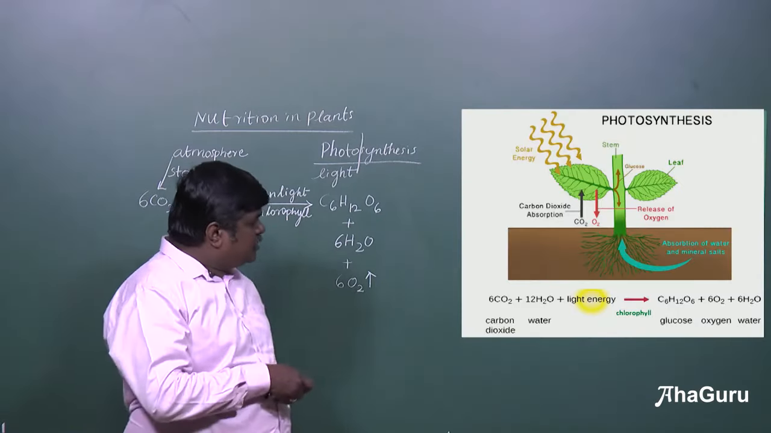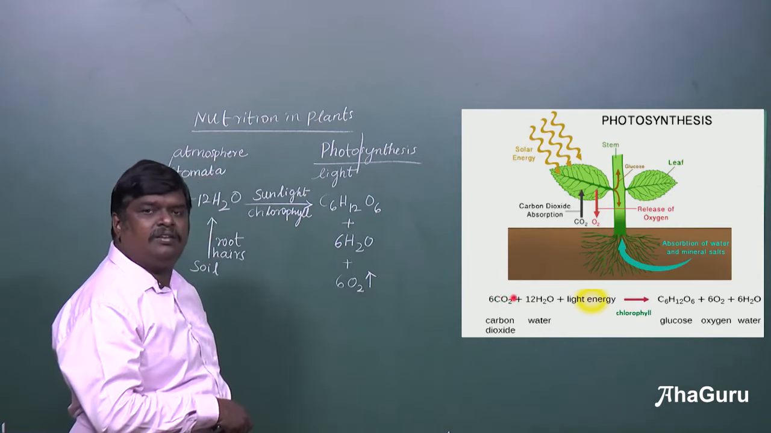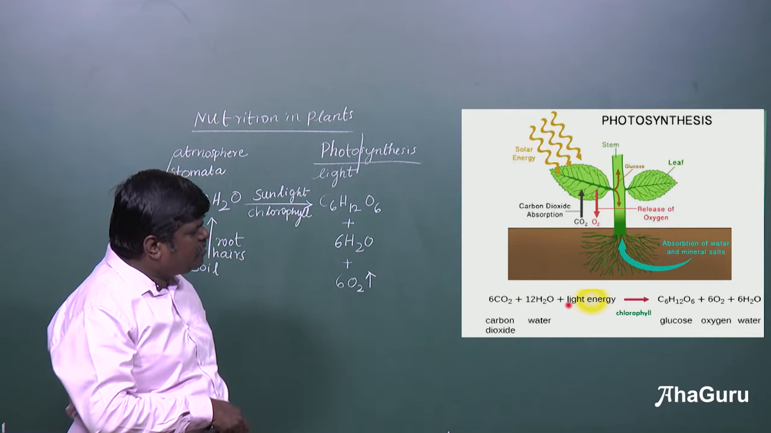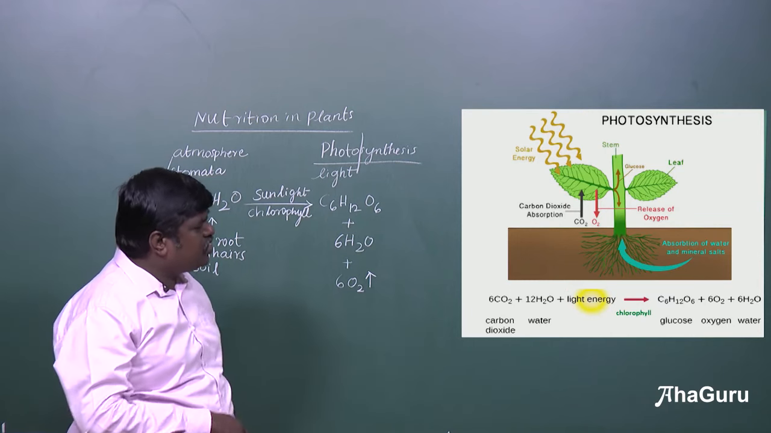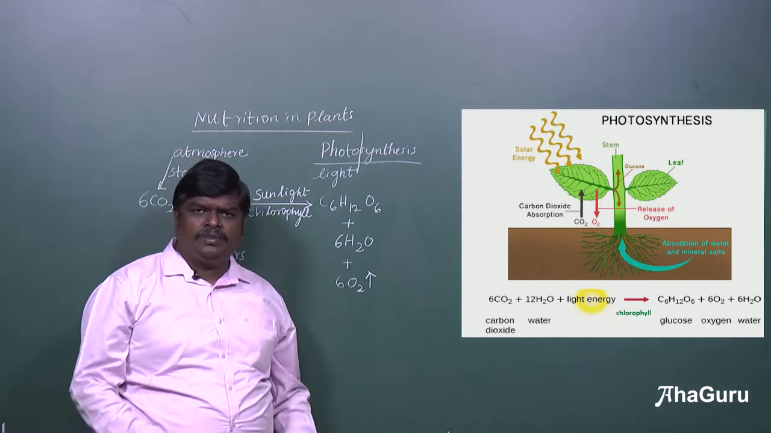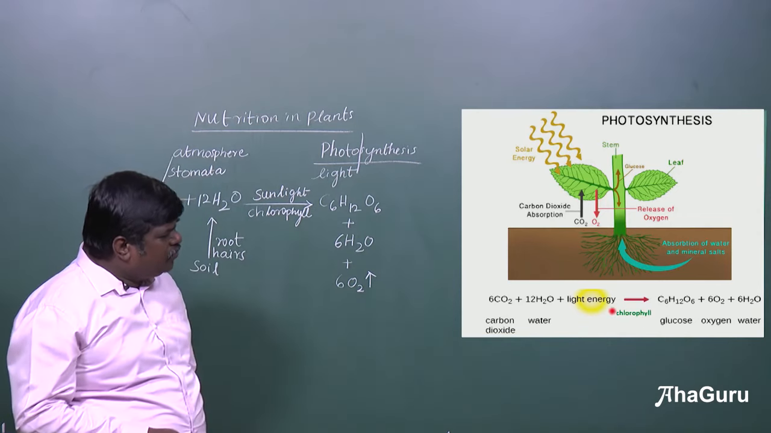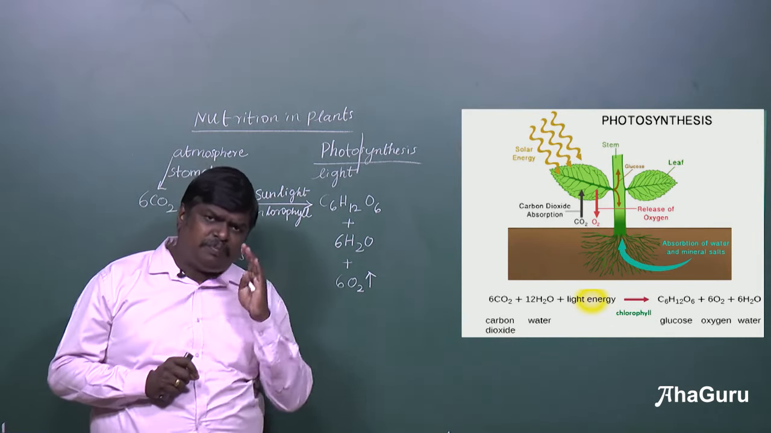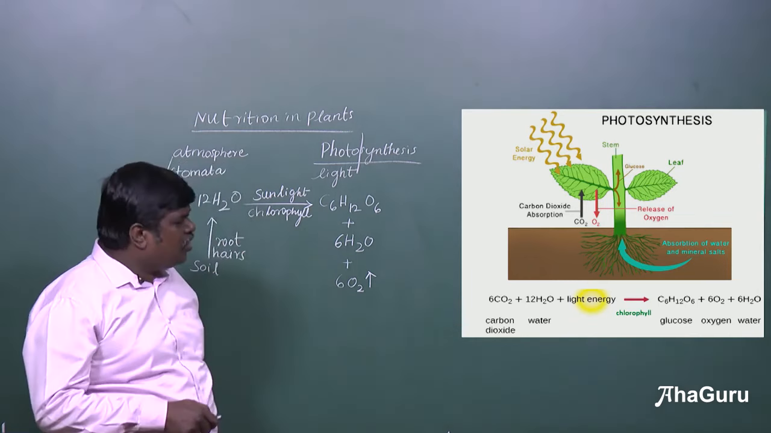Plant takes 6 molecules of carbon dioxide from the atmosphere. You can see it here. And 12 molecules of water from the soil in the presence of light energy. So the energy source for this reaction is the sunlight. Similarly, in the presence of chlorophyll, what is chlorophyll? Chlorophyll is a green color pigment that is present in plants.